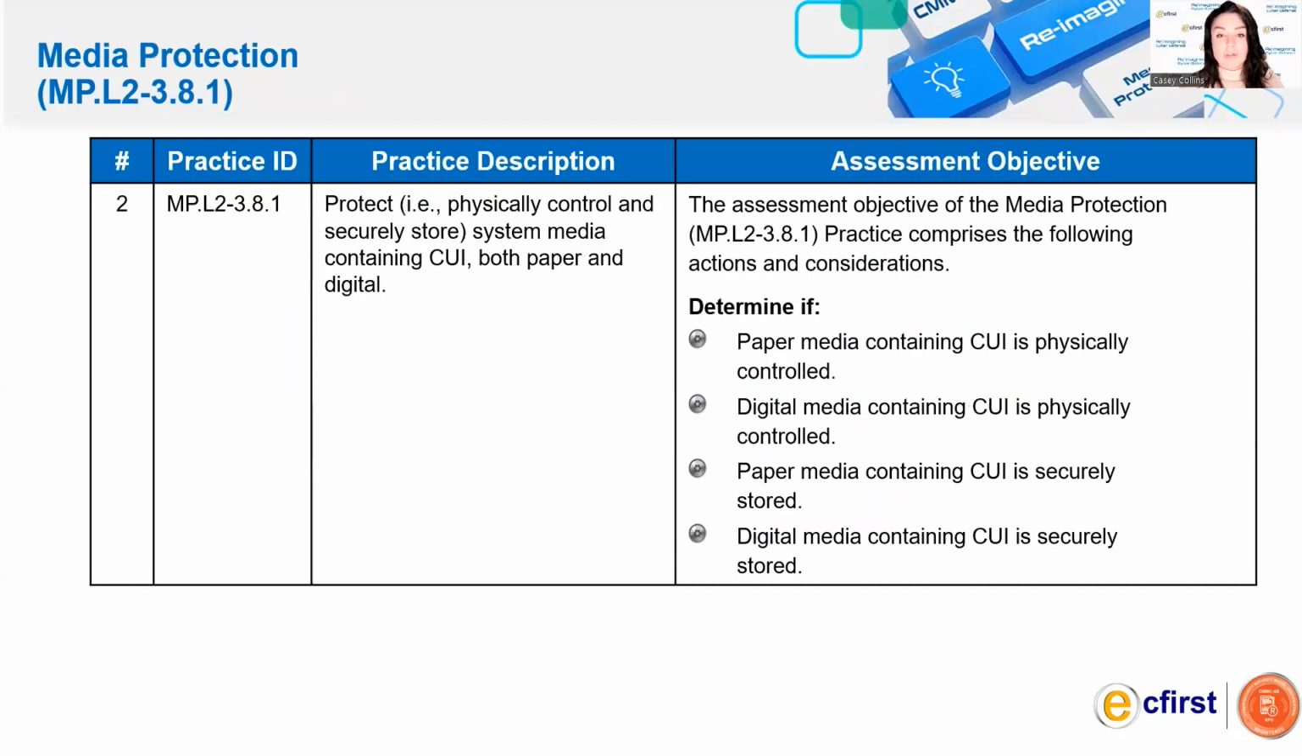For level 2, first off, we have media protection. Protect, i.e. physically control or securely store system media containing CUI, both paper and digital. So we want to determine if paper and digital media containing CUI is physically controlled and paper and digital media containing CUI is securely stored.